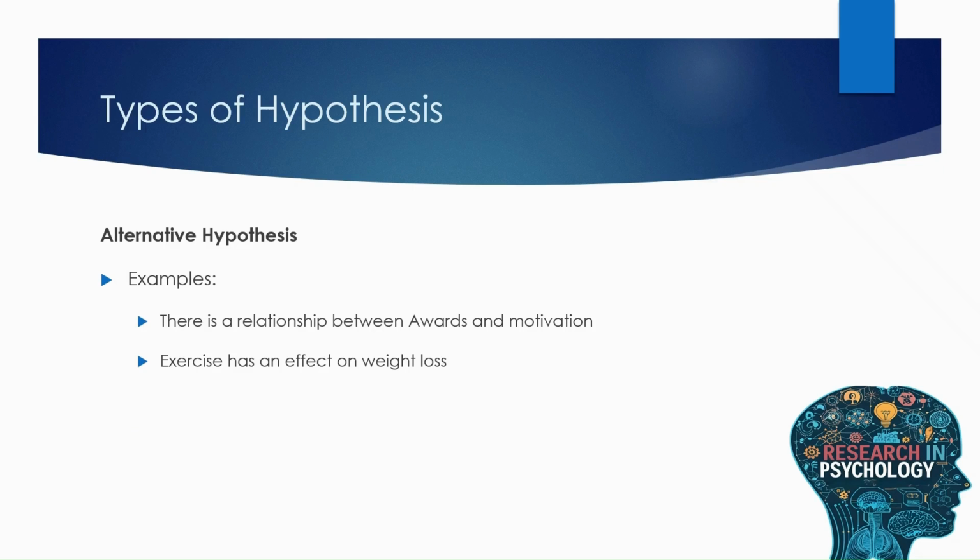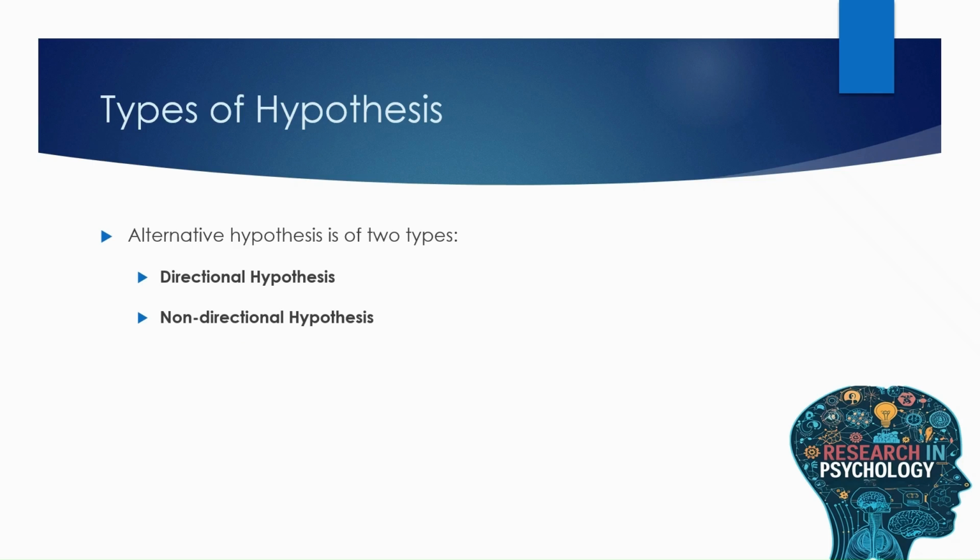Now, we have the example here. There is a significant relationship between awards and motivation. This is alternative hypothesis. If we write there is no significant relationship, that becomes null hypothesis. Second one, exercise has an effect on weight loss. If I write exercise does not have any effect on weight loss, that becomes null hypothesis. Alternative hypothesis is further divided into two types.